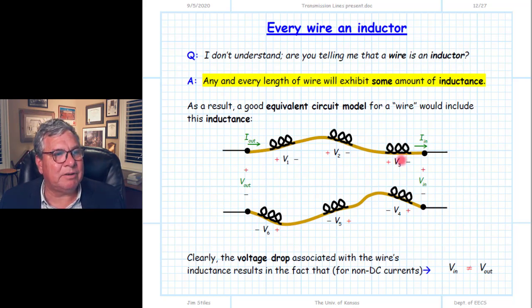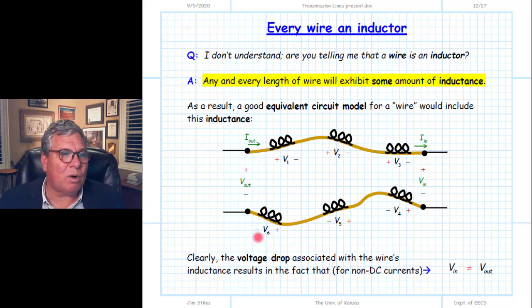Hopefully it becomes evident that when we apply KVL, we no longer can assume that the input voltage to the load would be the same as the output voltage from the source. And the reason is because we have these voltage drops across the inductors that form the wire that we are analyzing.